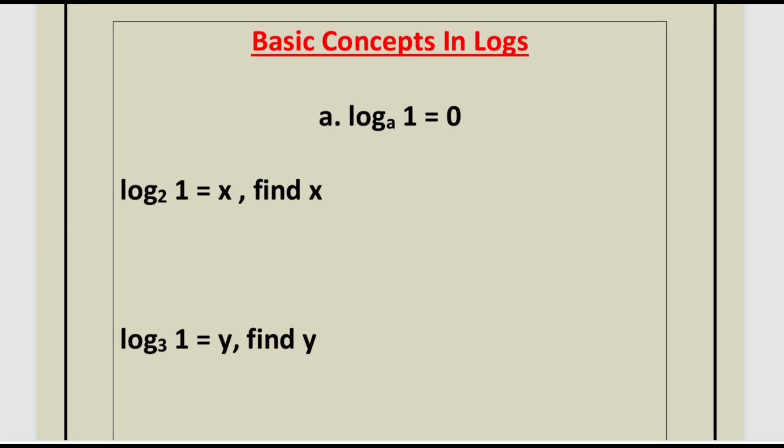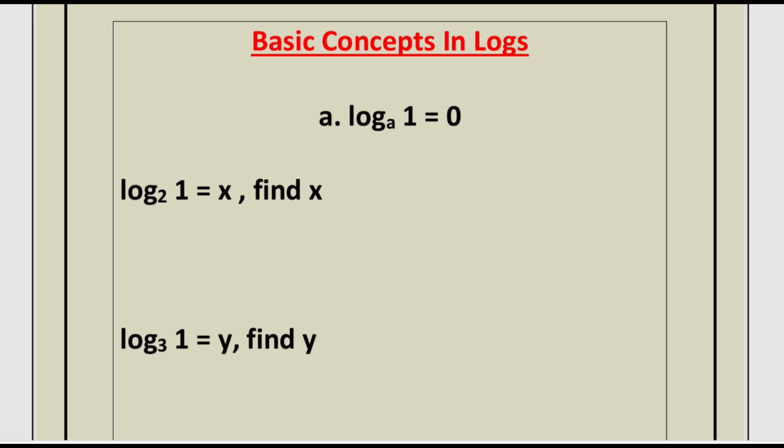Welcome back. Did you know that log of 1 to whatever base is equal to 0? You should know this concept. Log 1 is equal to 0, whatever the base it is. For example, you have log 1 base 2 is equal to x. This one is coming from the concept that we learned earlier about writing from index to logarithmic or logarithmic to index notation. Let's try writing this to index notation and find the value of x and see whether it is going to give us 0.